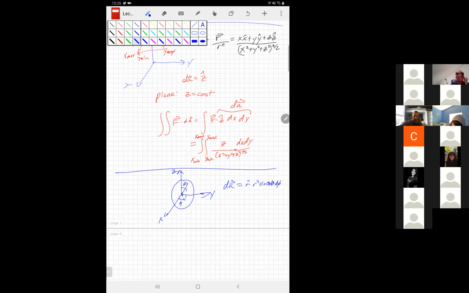Some of you may be thinking, what about the dr? The dr would only come if we're integrating not over a two-dimensional surface, but in 3 dimensions, because we want it to go out to larger and larger spheres and integrate over an entire volume to encapsulate a range of spheres. But if we're just integrating over one, it's just going to be f dot r hat r squared sine theta d phi from phi equals 0 to 2 pi, theta equals 0 to pi.